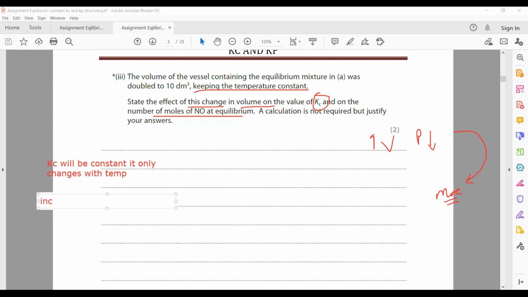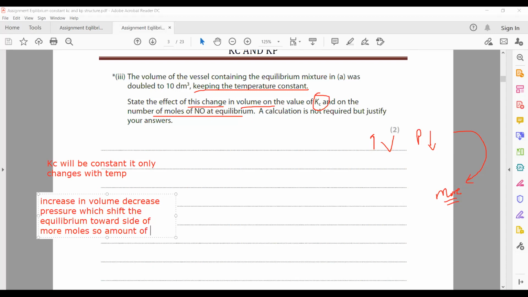So increase in volume decreases the pressure, which shifts the equilibrium towards the side of more moles. So the amount of NO and Cl2 increases.